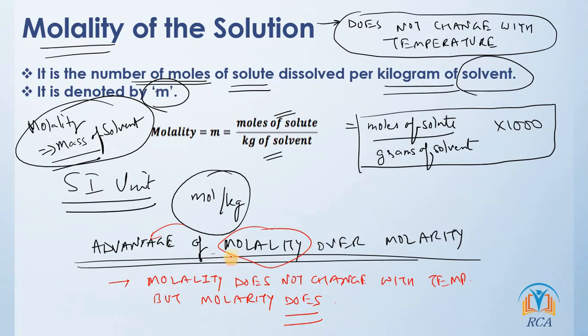Do we all understand this? It's a pretty simple thing. What is molality? The number of moles of solute with respect to mass of solvent in kilograms. SI unit is moles per kg, and it has a very great value that it does not change with temperature because the mass does not change with temperature. Do we all understand this particular concept? It's a pretty simple thing, guys. Okay, if you understand this, let's see what we have next.